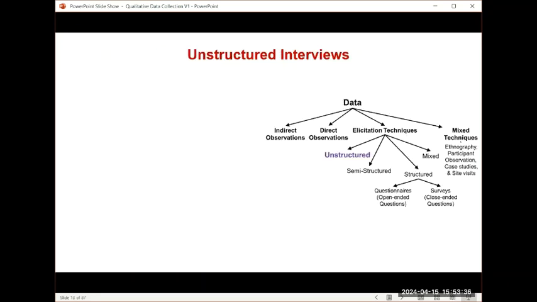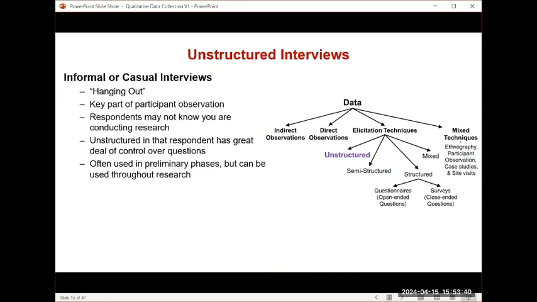So here are your interviews. We have unstructured interviews, or informal, which come in 2 flavors. One is informal or hanging out. In this case, people really don't think of it as an interview. It's just a conversation, but you're collecting lots of information about your phenomena. It's super casual. I wouldn't want to do any comparisons by just having informal interviews.